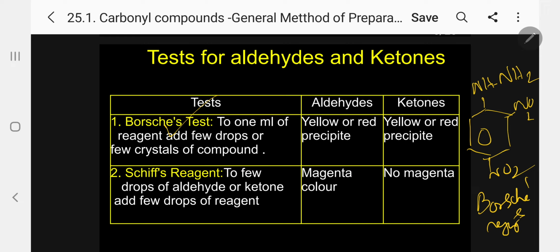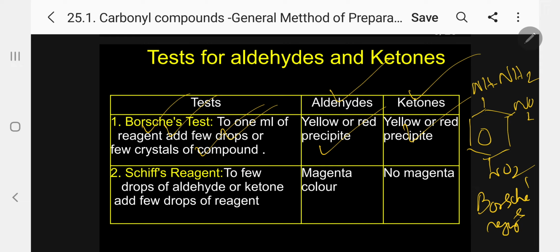So let me now say, to 1 ml of Brady's reagent, add a few drops if it is liquid, or a few crystals of the compound if solid. Immediately you will get a yellow or red precipitate, which shows aldehyde or ketone. So this test is common for both. That means both aldehyde and ketone will answer Brady's test.